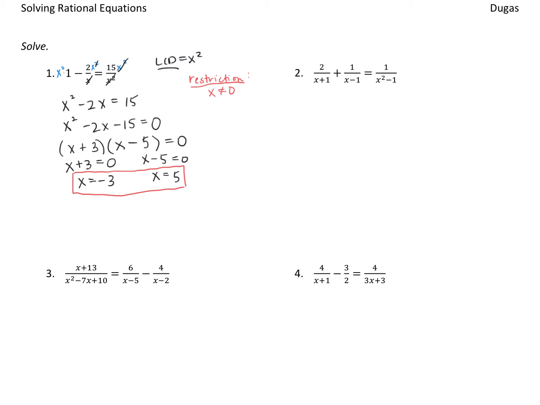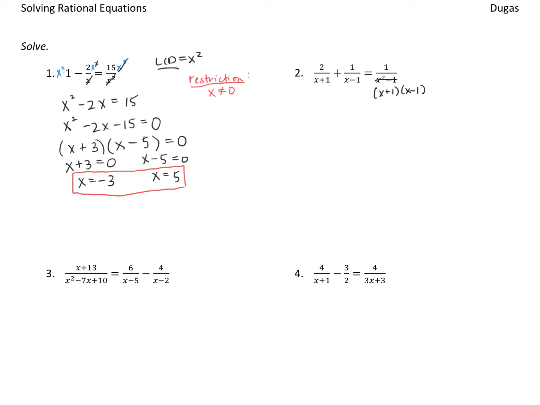So number 2 is next. This one's a little bit more complicated. So in order to find the least common denominator, you want to make sure that all of your denominators are fully factored. And so the first denominator is x plus 1. That's one factor. The second denominator is x minus 1. That's a factor. But the third denominator is x squared minus 1. And this can be rewritten as x plus 1, x minus 1. So you want to make sure you fully factor all of your denominators, and that's going to make your life much easier.